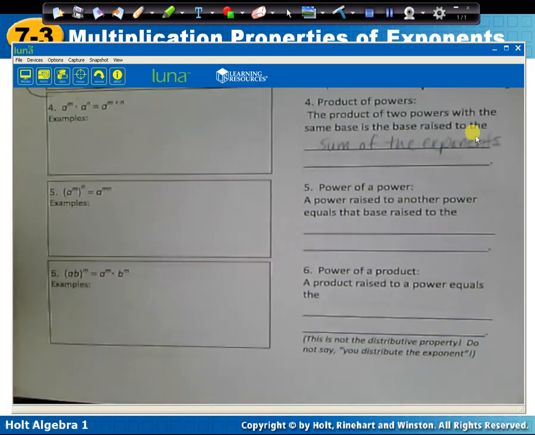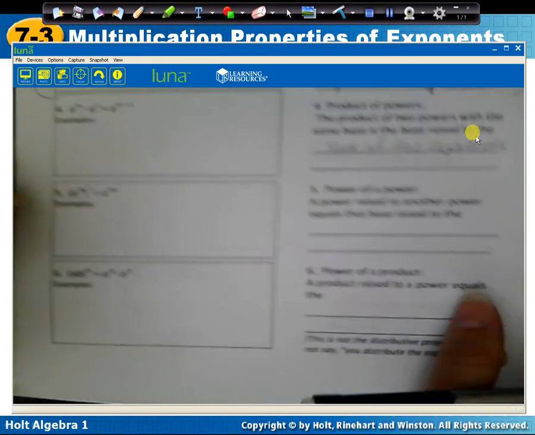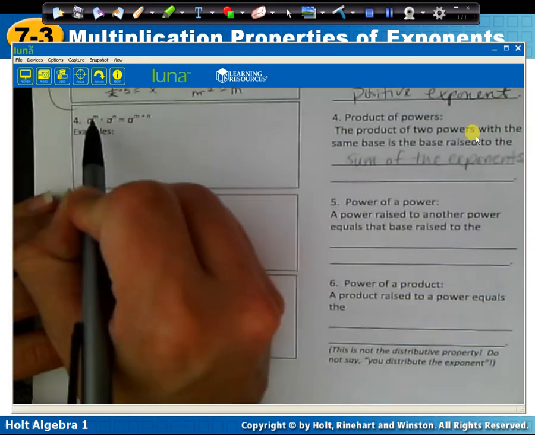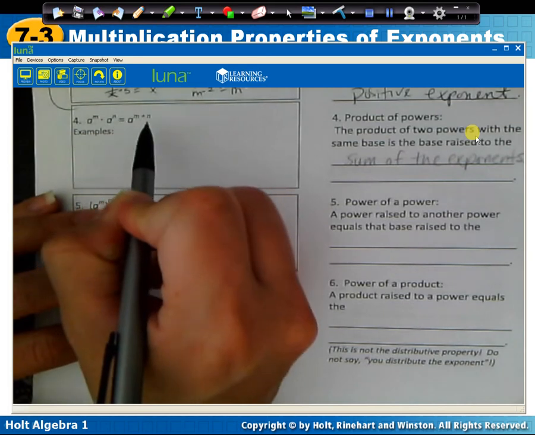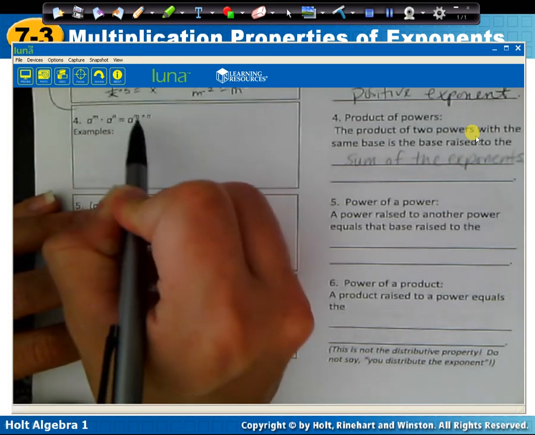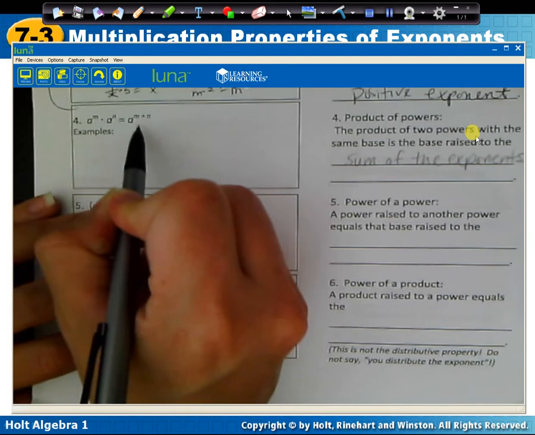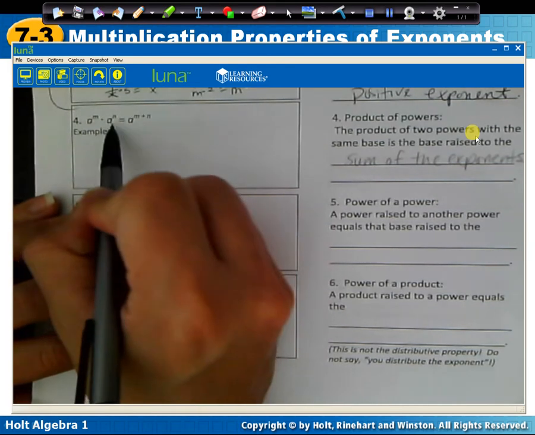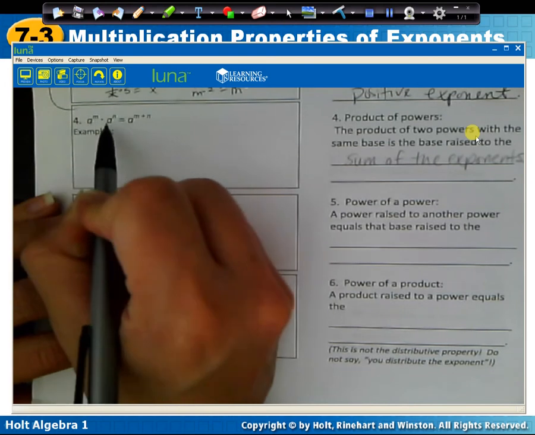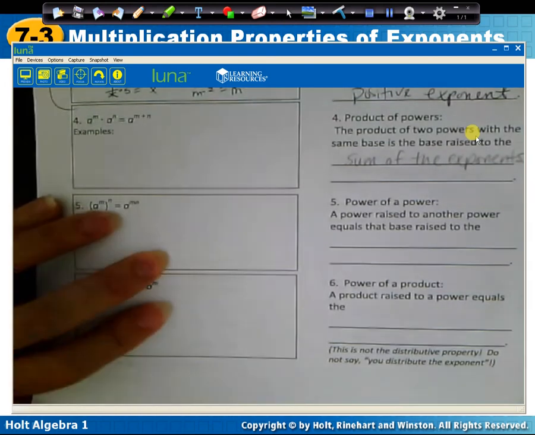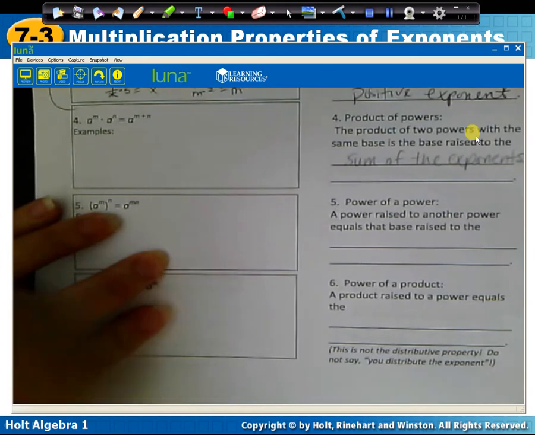Now let's look at what that looks like in practice. Over here you see that a to the m times a to the n equals a to the m plus n. That's what we mean by the sum of the exponents. Notice that my base is a. It's the same. That's what we're calling the base here, my big number, my base number. In numbers, here are some examples that we need you to get down.